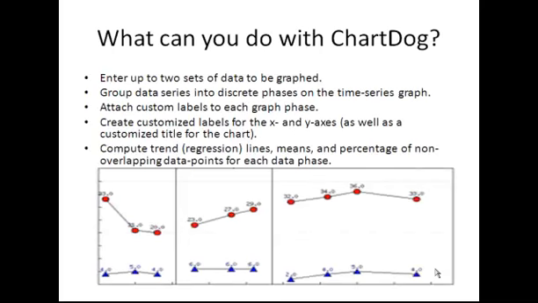Now, I showed you ChartDog in class the other day, but you still might want to know, what can I do with ChartDog? So you can enter up to 2 sets of data that you want to graph. So the red might be student A, the blue might be student B. You can group data series into discrete phases. You can attach custom labels to each graph phase. Now for this first project, we're only going to be looking at one set of data.